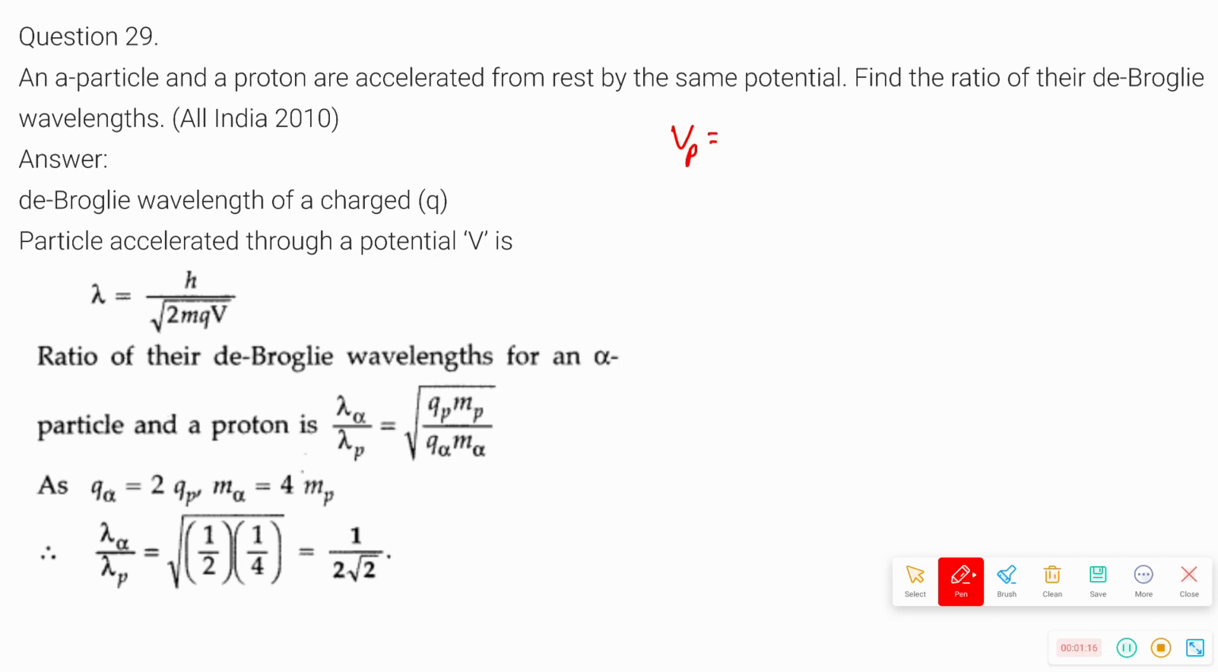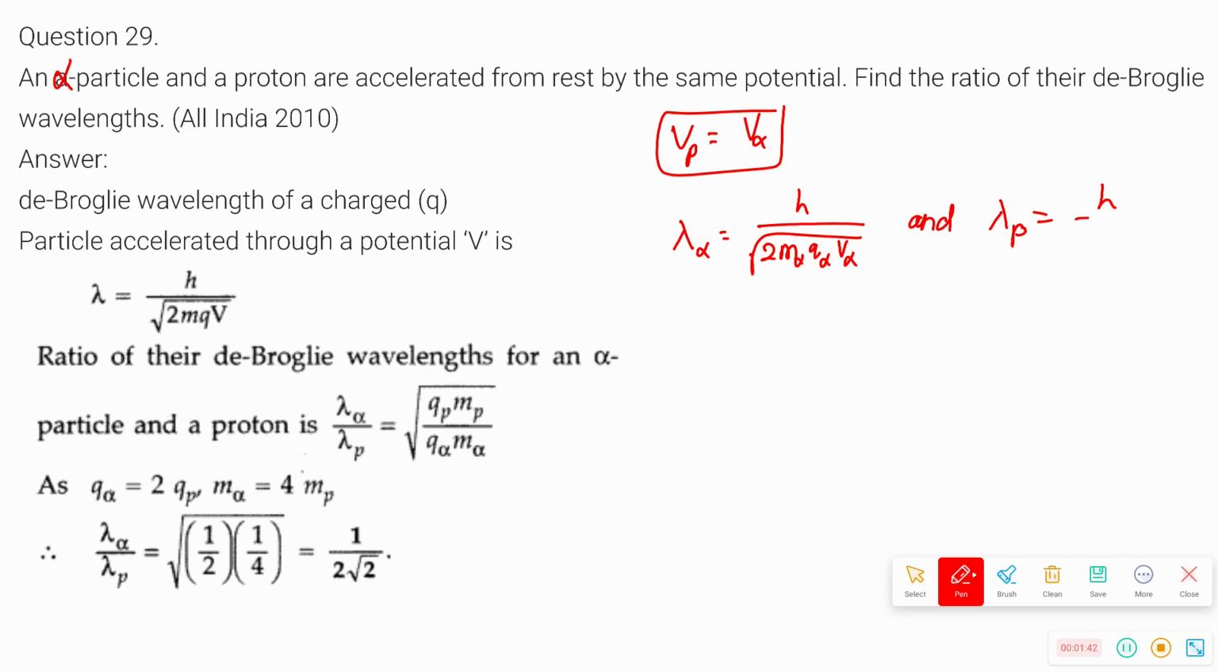So proton and alpha particle are accelerated through the same potential, so I am writing here Vp equal to V alpha. Then lambda alpha you find is h by root 2m alpha q alpha V alpha, and in a similar way lambda proton is h by root 2mp qp Vp. Now lambda alpha by lambda proton, what will come here?